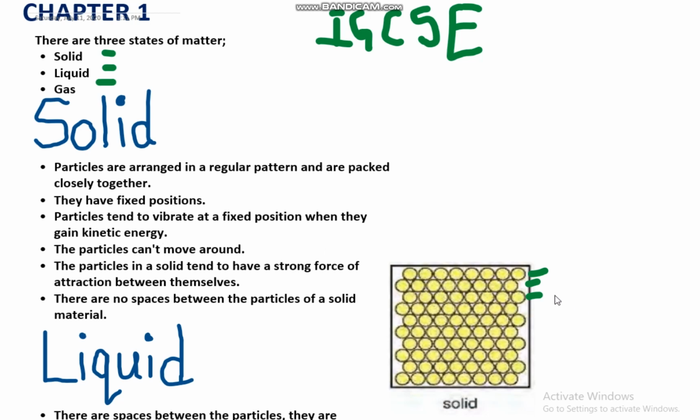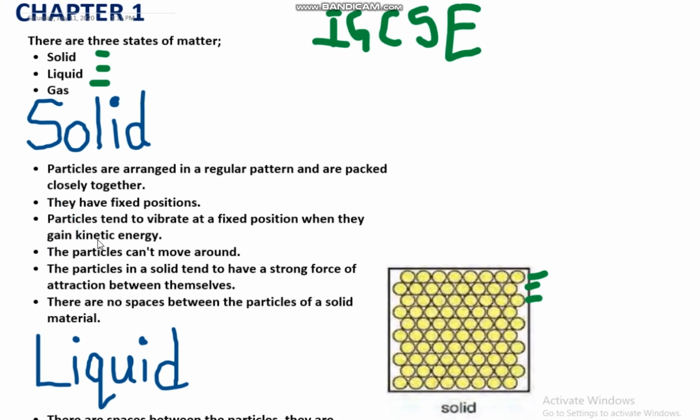They have a fixed position. For example, if we have a water bottle, the particles inside it are at a fixed position. They don't move around here and there, which keeps it in a proper state.